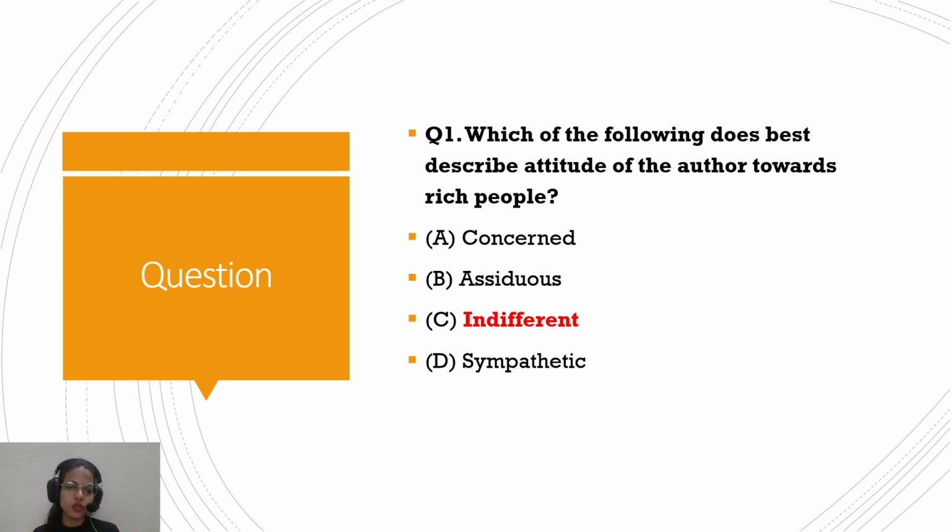So the author is indifferent towards the rich people. He's like, okay, whatever. They have the money. They can take the risk. They have the risk appetite. Let them do whatever experiments they want to do in their life. So the author is indifferent, reluctant. The author doesn't care much about them.